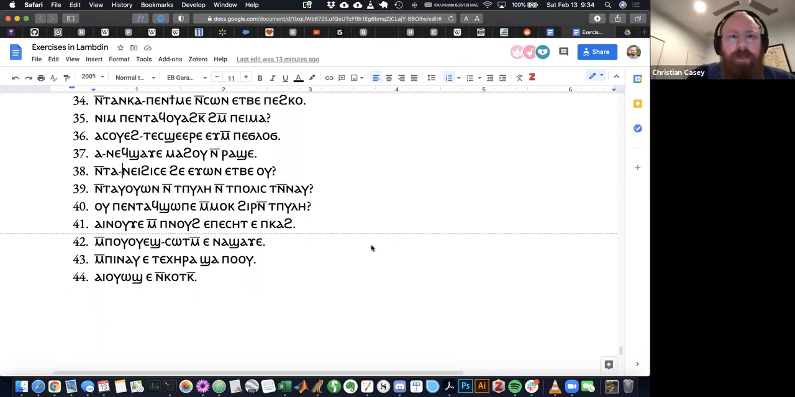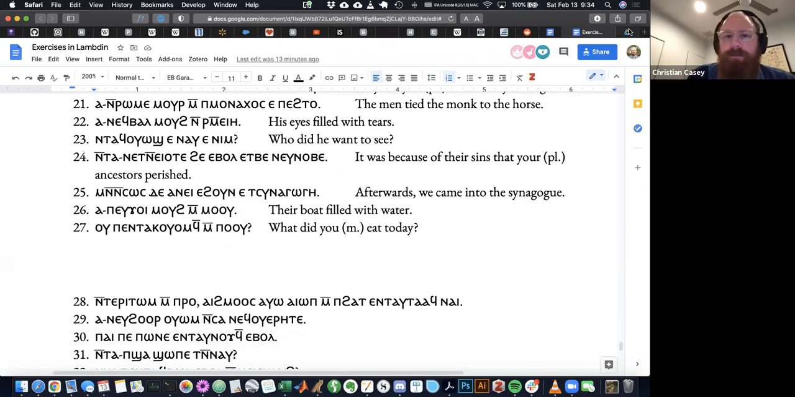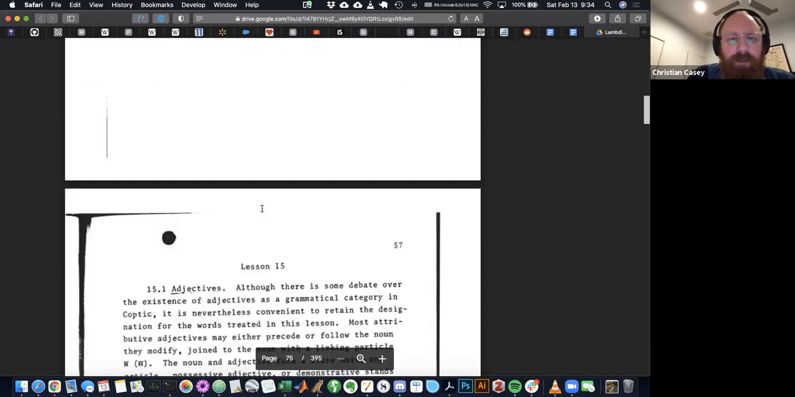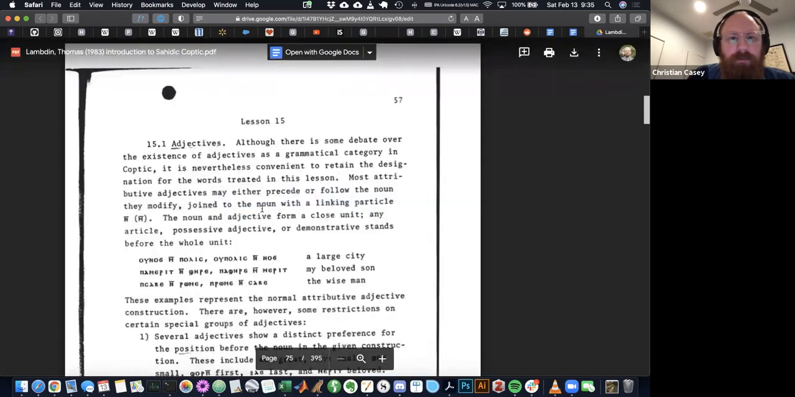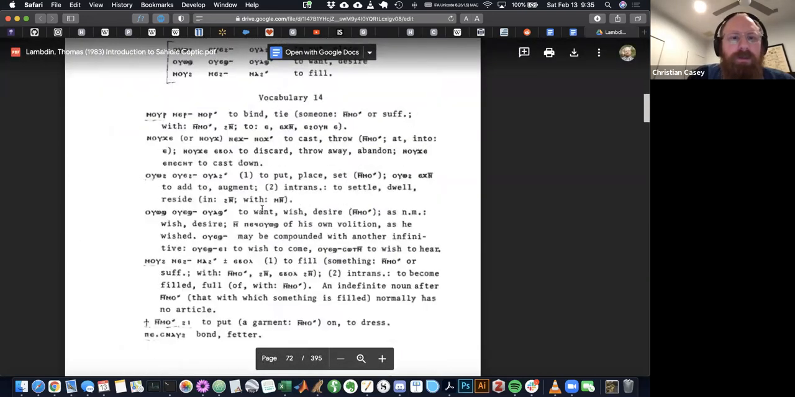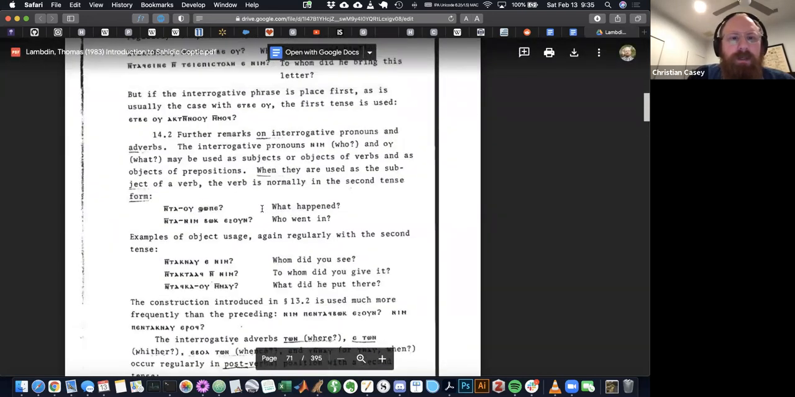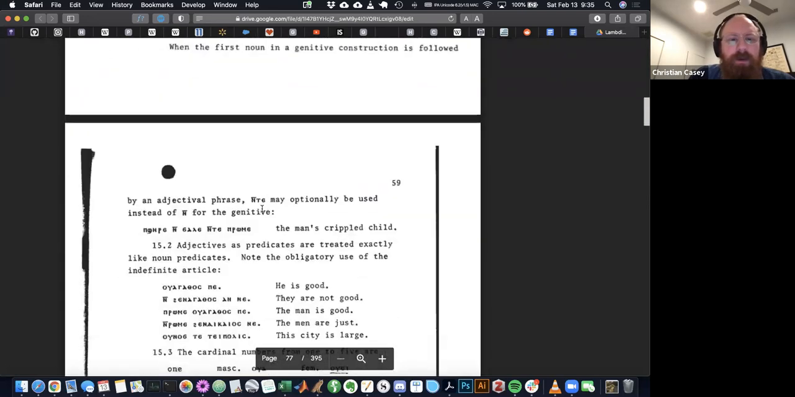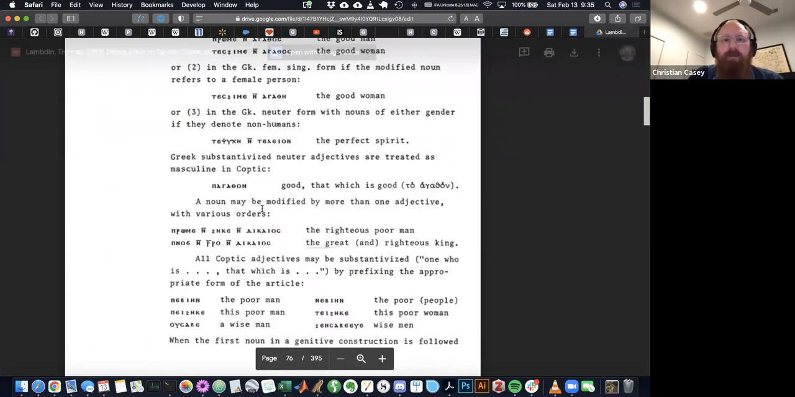Okay, so that's all of the exercises. Let me get back to my place in here. So we've covered lesson 14, which was about, what was it about? Was it about second tenses? Oh yeah, it was about second tenses. So the second perfect slash second preterite.